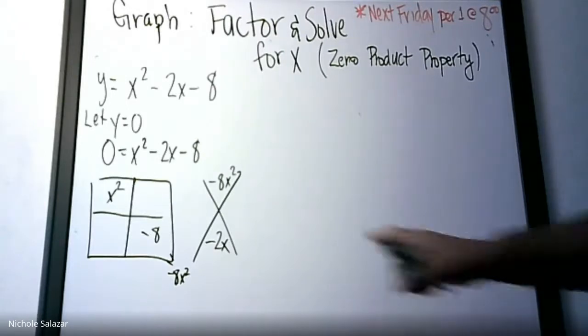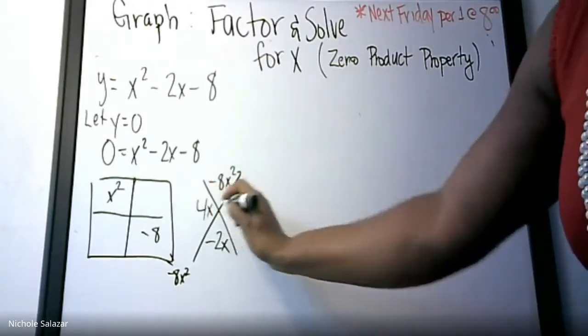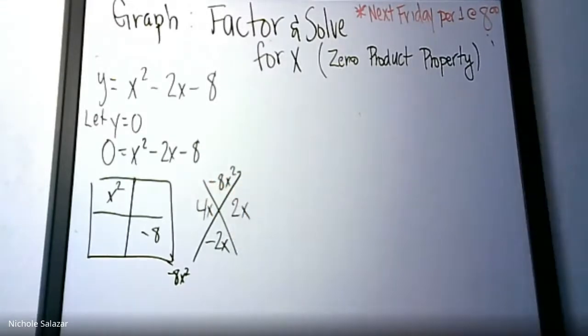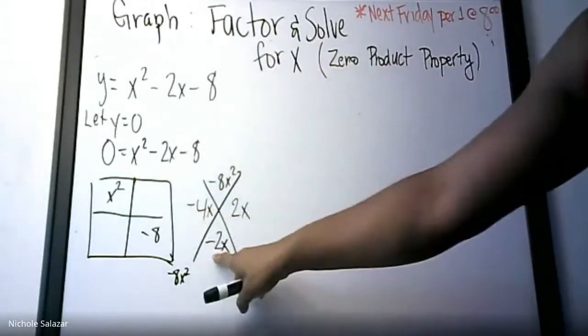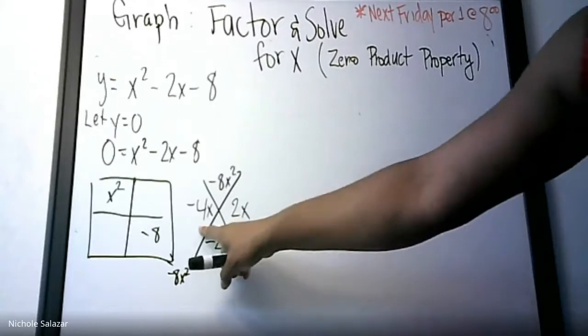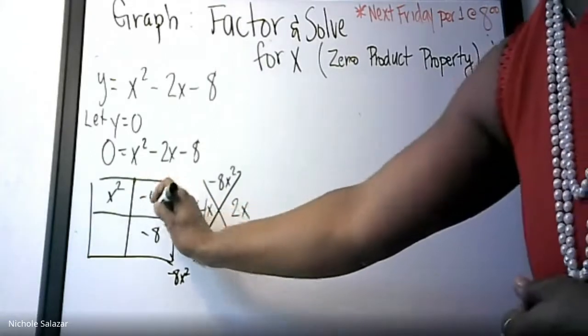What two numbers do we need to go inside the diamond? That's going to be a 4x and a 2x. Now, which one's negative? The 4 is negative. The bigger number's sign carries over to the answer when you add. So negative 4x plus 2x equals negative 2x. We'll write that in the box.